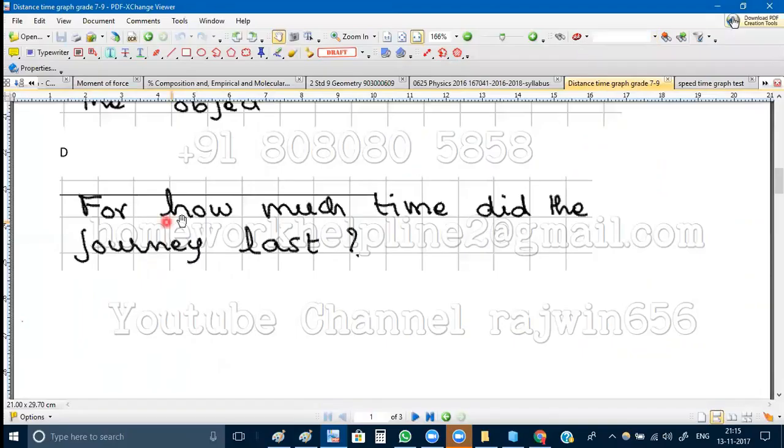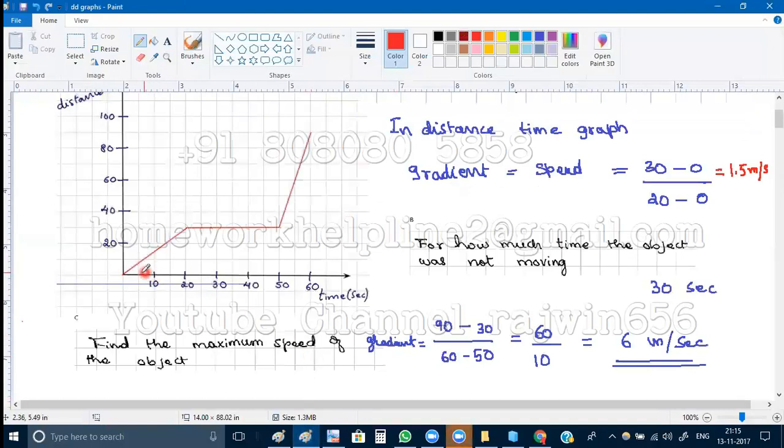This is our next question. For how much time did the journey last? So you can look at the graph. 60 seconds, correct. 0 is here, and the graph is ending here. So the answer is 60 seconds.